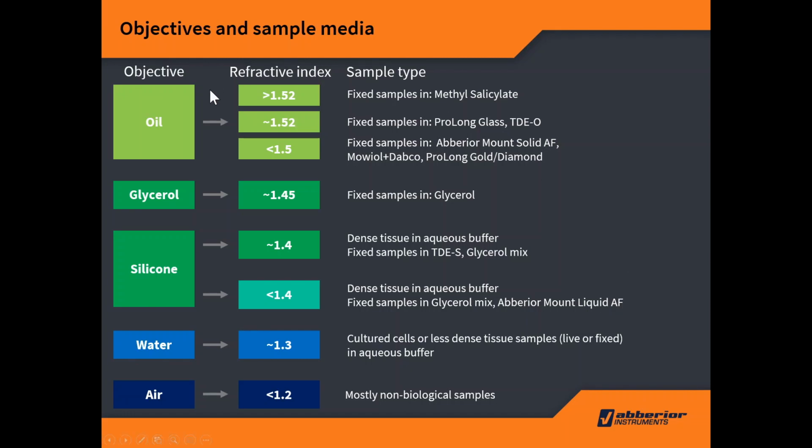Very popular is the oil objective still, and many of the commonly used mounting media like Mowiol or ProLong Gold, for example, will not really reach the refractive index of the oil, which means there's a mismatch, and going deeper into the sample, you will have a loss of intensity and a loss of 3D STED. In water, there will be cultured cells or less dense tissue that works really well. If you get denser tissue, you might want to switch to a silicone objective, but there you might still have to compensate for small mismatches between the immersion silicone oil and the tissue.